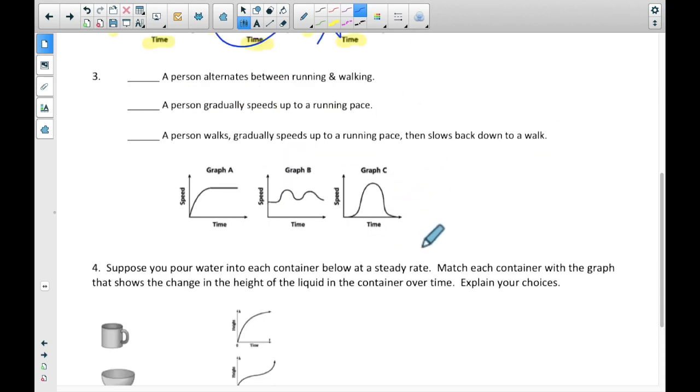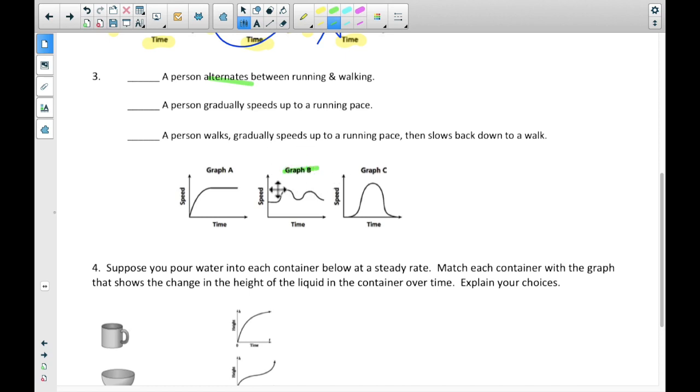Okay, this time we've got a matching. Let's see what's going on. Okay, a person alternates between running and walking. If you look at these, which one looks like they're alternating between running and walking? Alternating means goes back and forth, okay? So if it's alternating, it's going back and forth.